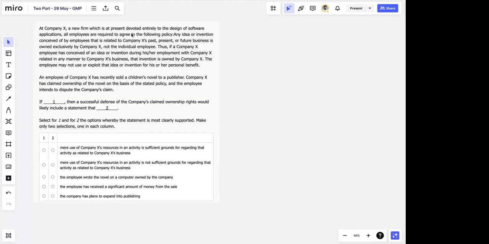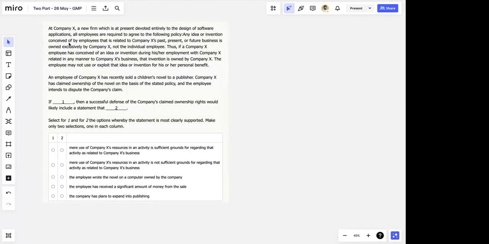At Company X, a new firm which is at present devoted entirely to the design of software applications. So there's a company which is devoted to designing some software. All employees are required to agree to the following policy. So every employee is required to agree to a policy.